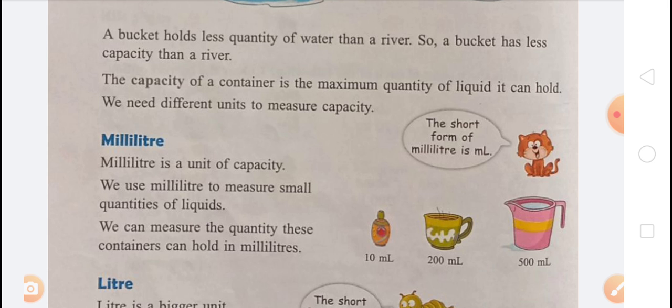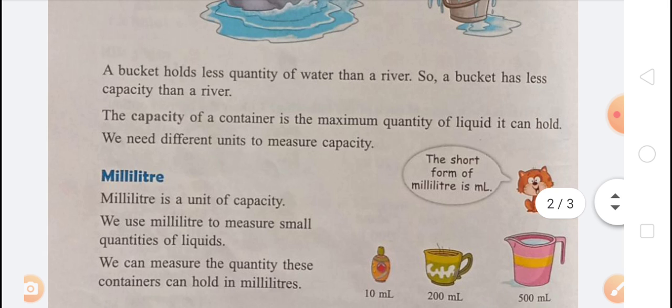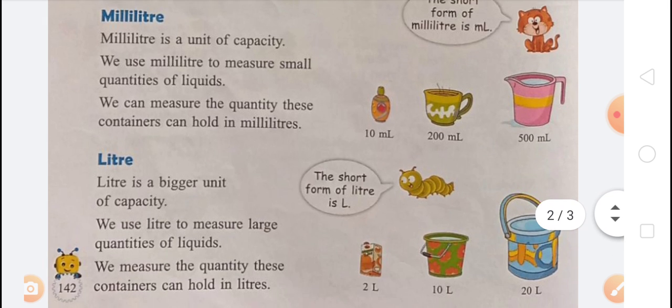It can hold small quantities of liquid. Okay, so we can measure the quantity these containers can hold in milliliters. Milliliter is a unit of capacity, and we use milliliter to measure small quantities of liquid. Okay. And the next one is liter.